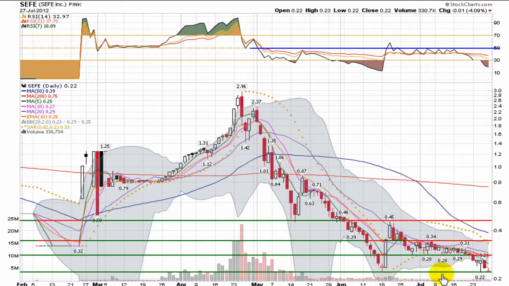Right now it's on radar to hold the support level and to look for an increase in volume and see how it reacts to some resistance points. Those are the type of things that I'd be looking for in the SEFE chart. But as always, it's merely my interpretation.